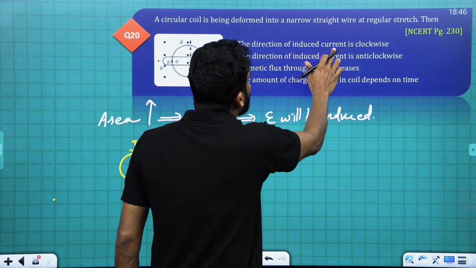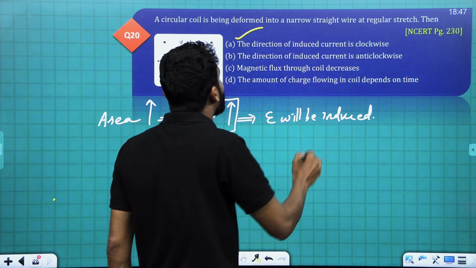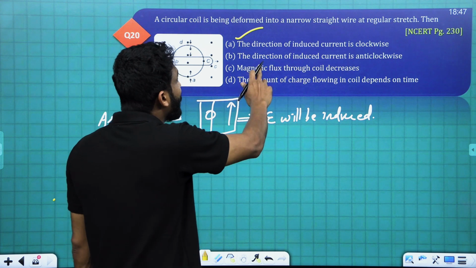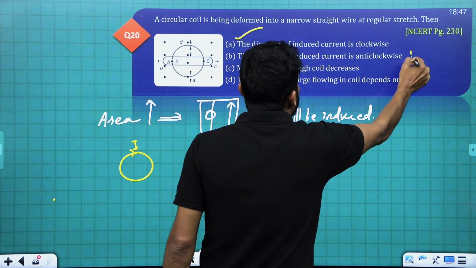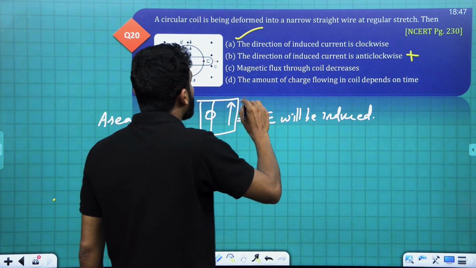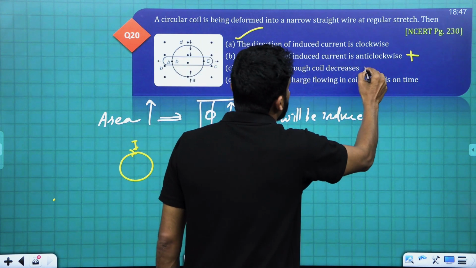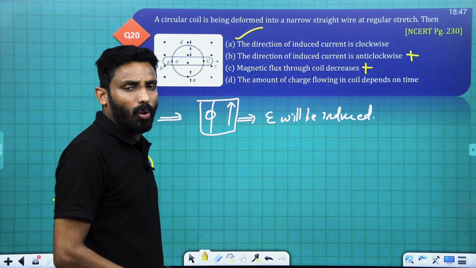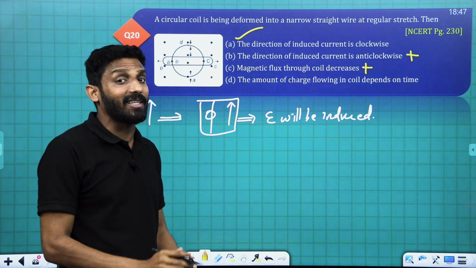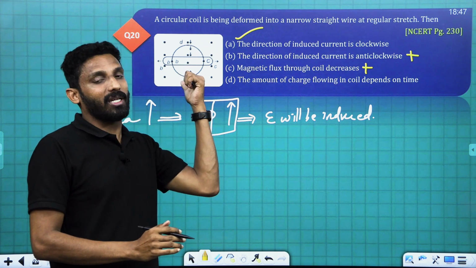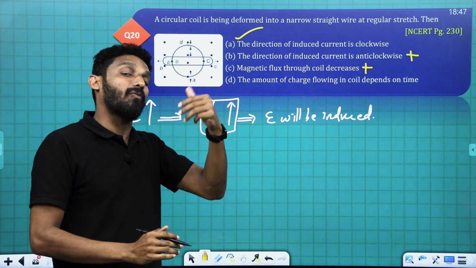Now the options. The direction of induced current is in clockwise direction. That is the first one, and that is correct. The direction of induced current is anti-clockwise. That is incorrect, a contradictory statement. Magnetic flux through the coil decreases. That is incorrect. Magnetic flux through the coil is increasing due to the increase in area. You know, flux is B dot A. B remains constant here, A is increasing, so flux is increasing.